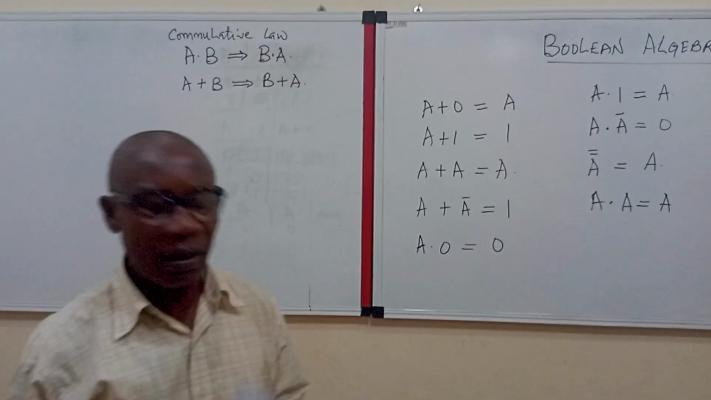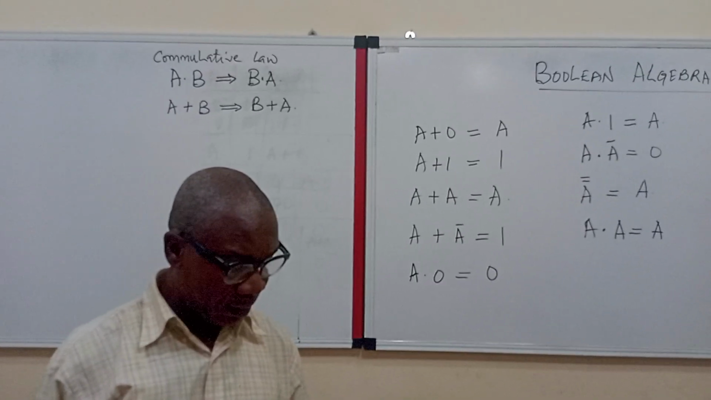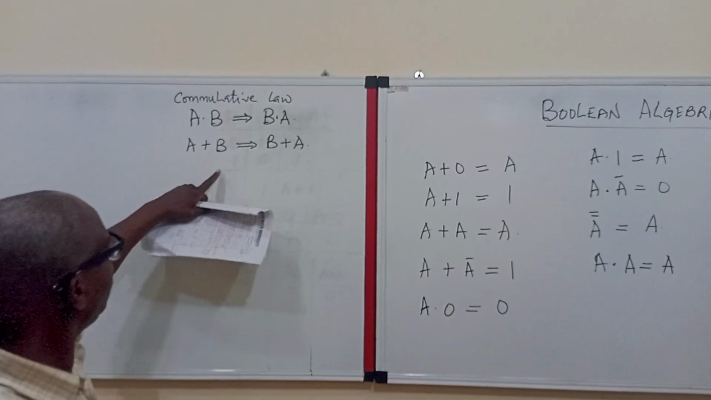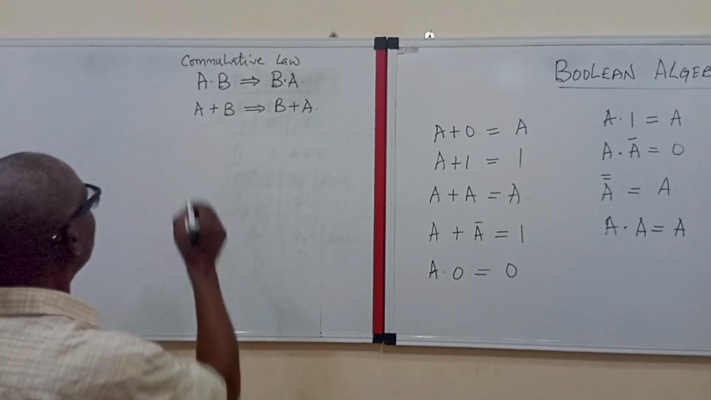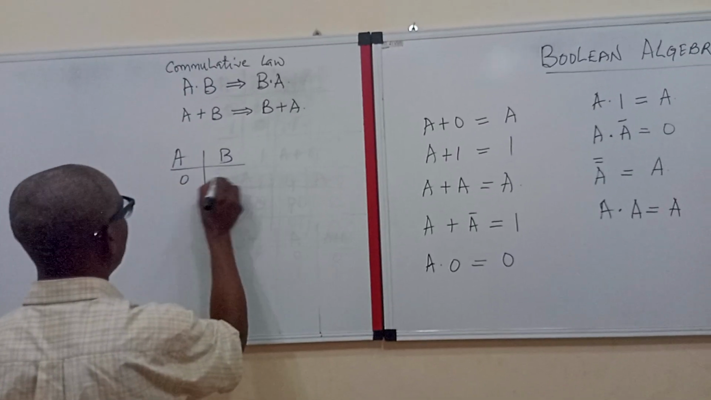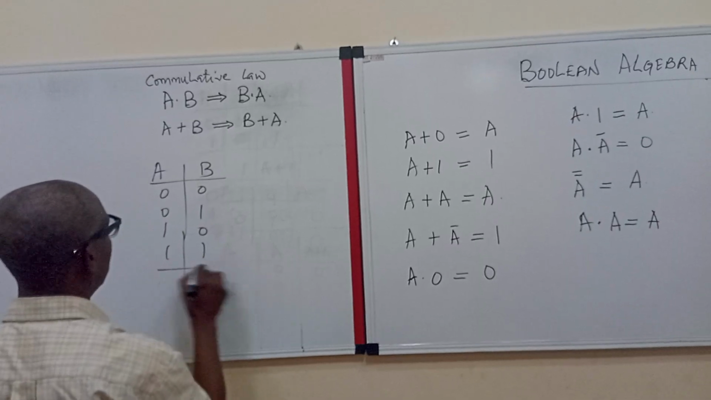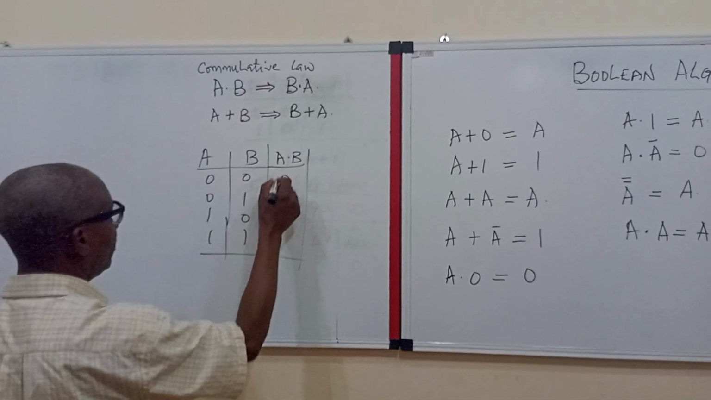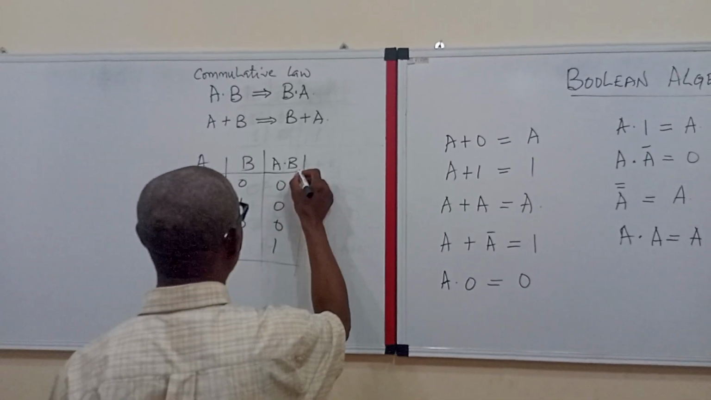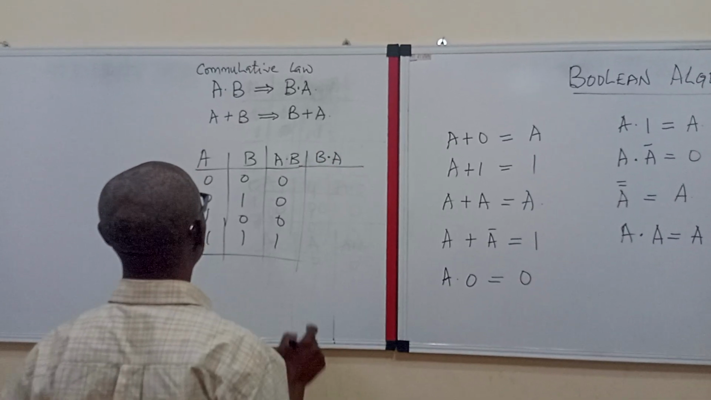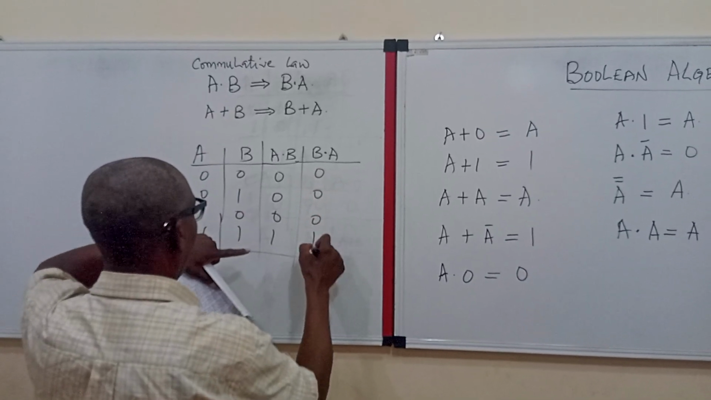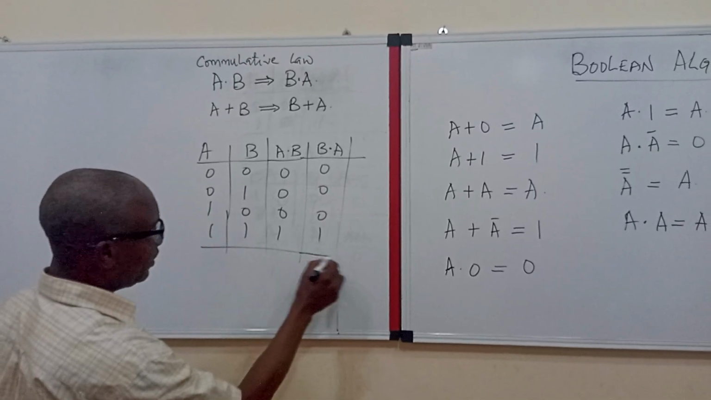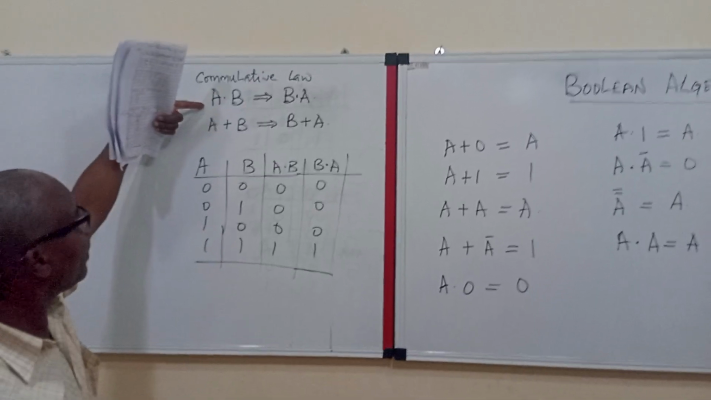Now, how does this apply to computer programming? We are going to prove this law, but how does it apply to computer programming? We will first of all prove it using a truth table. If you have A and B, we do 0, 0, 0, 1, 1, 0, 1, 1. So A dot B will give us 0, 0, 0, and 1. Now, if we do B dot A, you are going to have 0, 0, 0, and 1. The truth table shows that A dot B is the same thing as B dot A. We have used the truth table to show the commutative law.